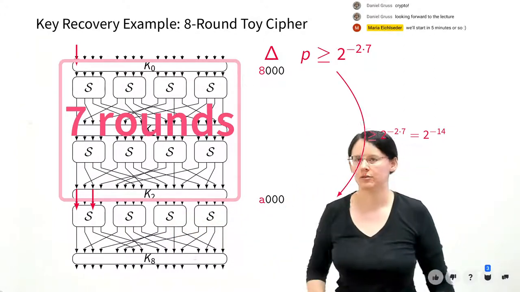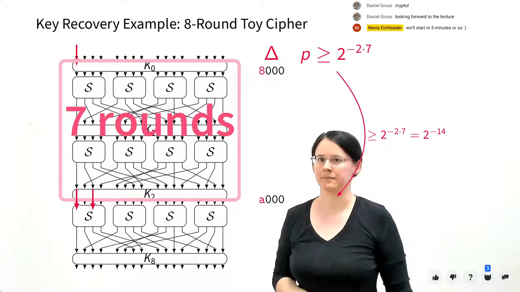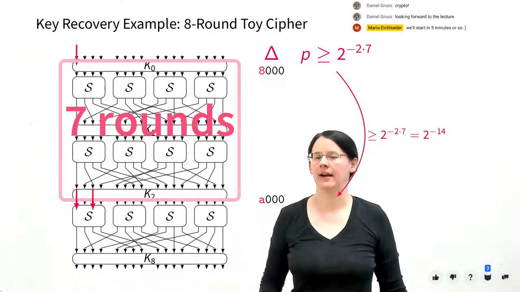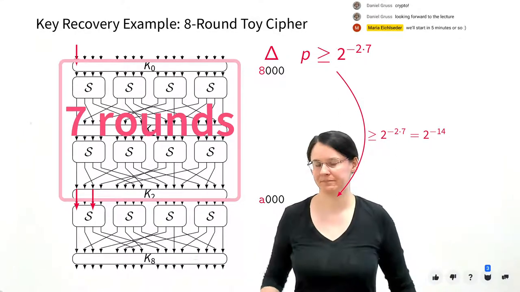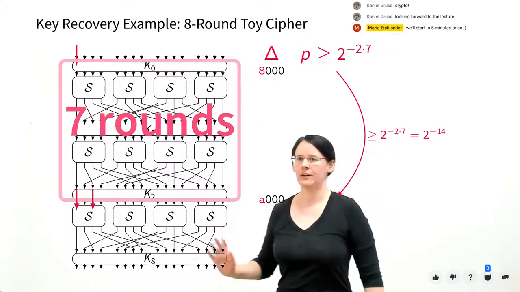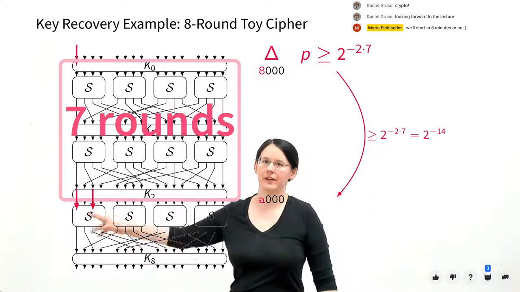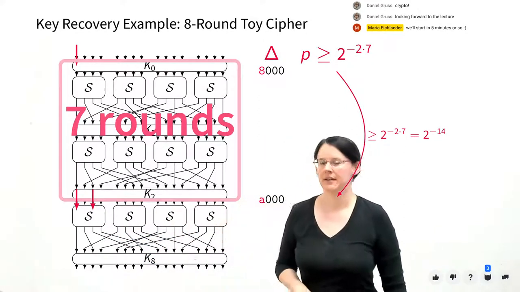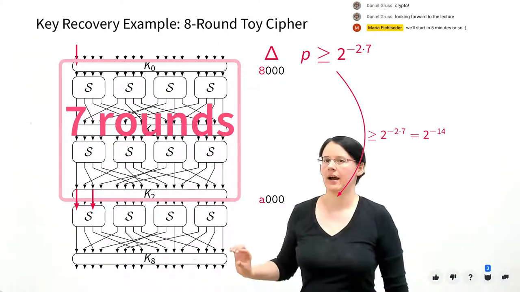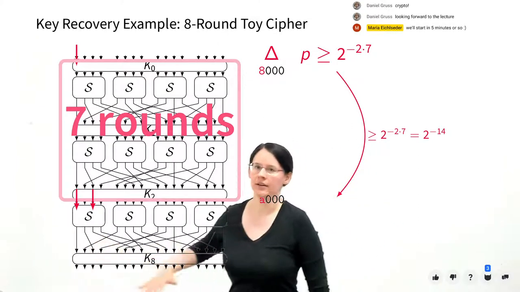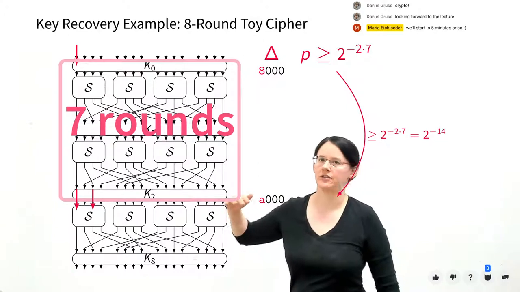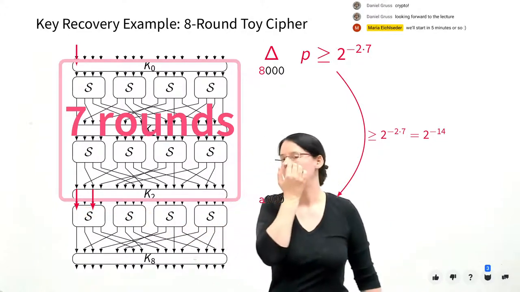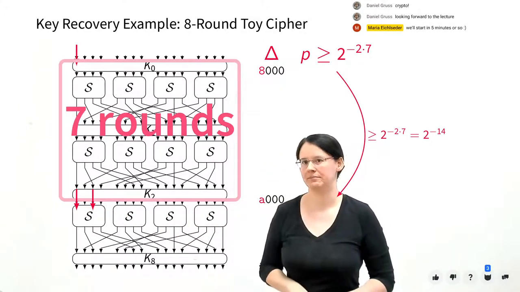with a probability of 2 to the minus 14. Now let's see how I can do a key recovery with this. How much of a key do I have to guess to actually verify this intermediate result? The straightforward approach would be I guess the entire key, compute backwards, and check the entire state. However, we can notice something here.